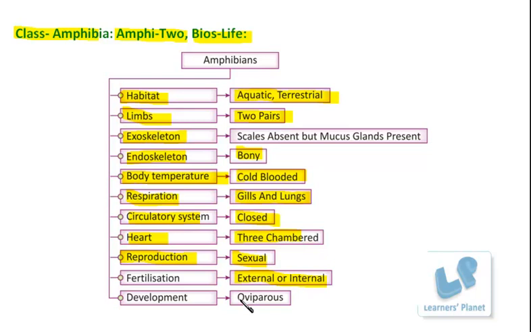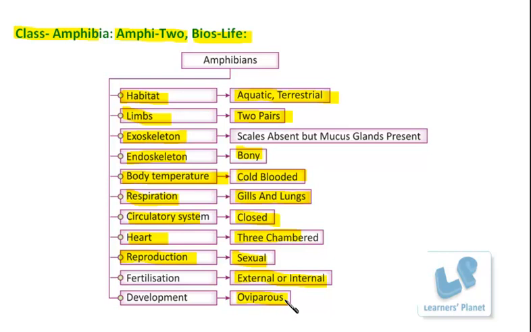Besides this, these organisms always lay eggs, and thus they are known as oviparous organisms. Oviparous means what? That they are egg-laying animals. Generally, they lay eggs in water or in moist conditions.